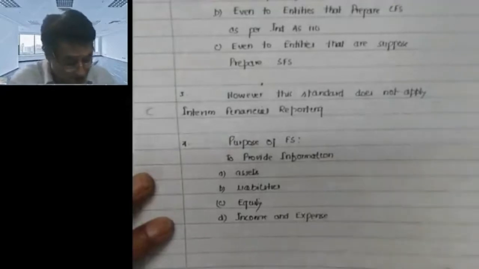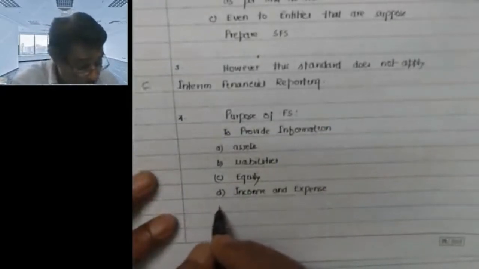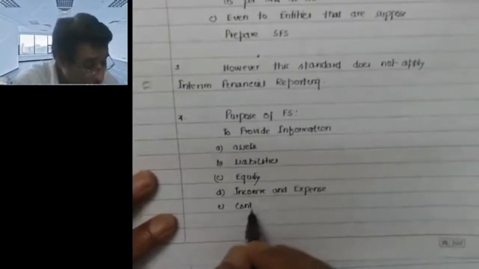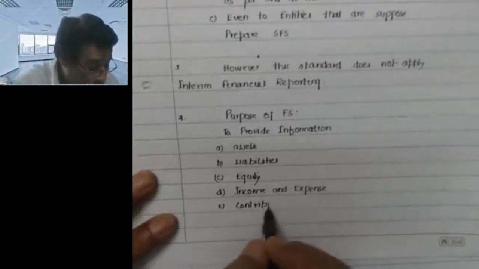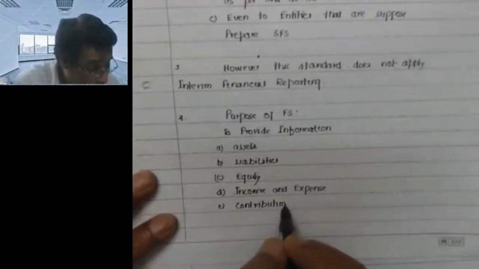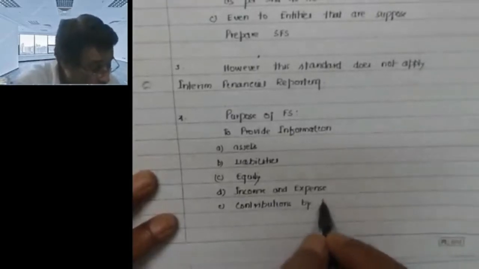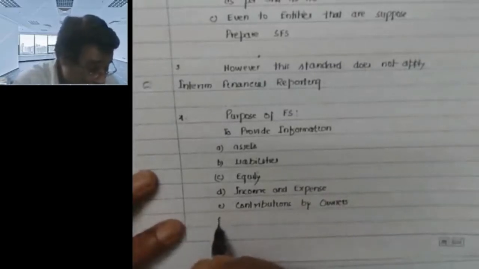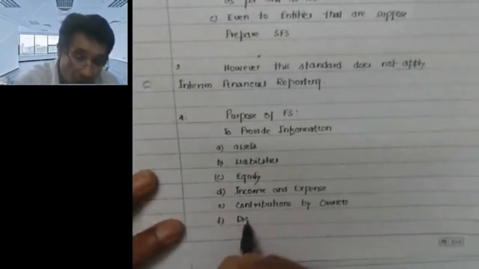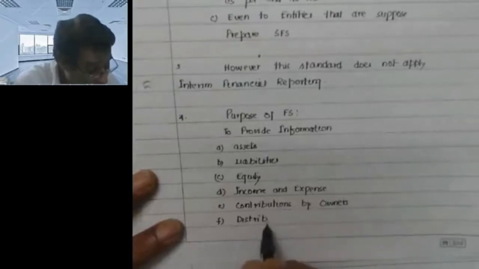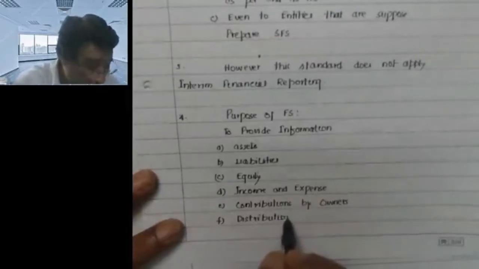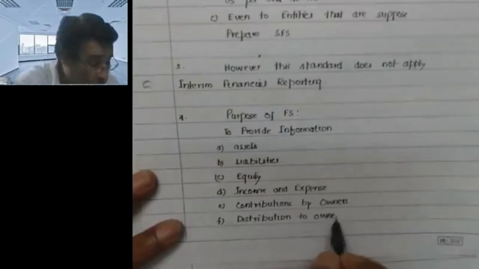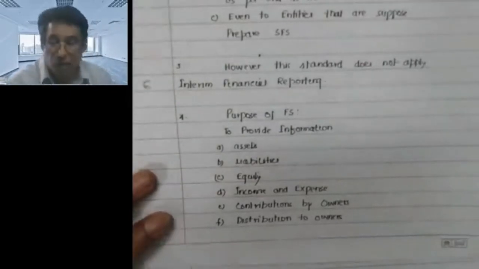And as I said a moment ago, the company should also provide information with respect to contributions. How much has been contributed by the owners? Contributions by owners. And distribution to owners. How much has been distributed to the owners? Distribution to owners. So that basically is the purpose of the financial statement.